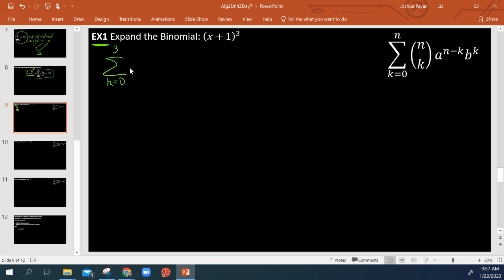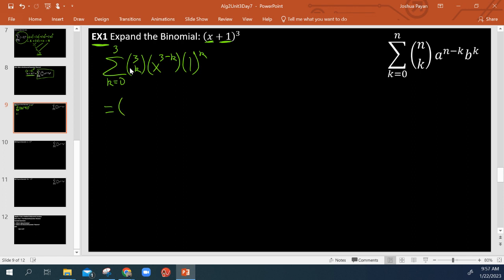n choose k, so 3 choose k. k is still unknown. And we multiply that, of course, by a to the n minus k. So a for us is going to be x to the n minus k, which is still unknown, times b. So b for us is going to be a positive 1 to the k. Okay, so we're just going to expand this out.